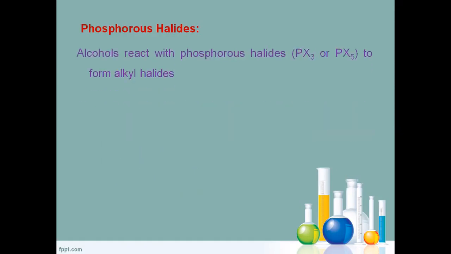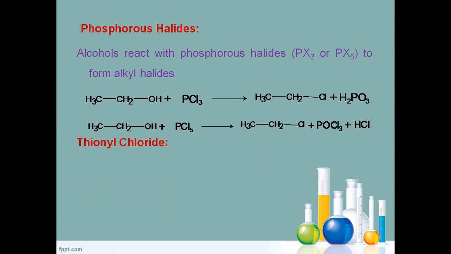Or we can also prepare it by treating with phosphorus halides. Alcohols react with phosphorus halides. Phosphorus halides are nothing but phosphorus trihalide or phosphorus pentahalide, that is PCl3 or PCl5. When alcohol is reacted with PCl5 or PCl3, we get the alkyl halide.